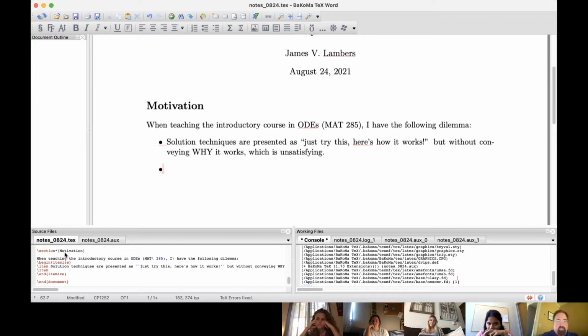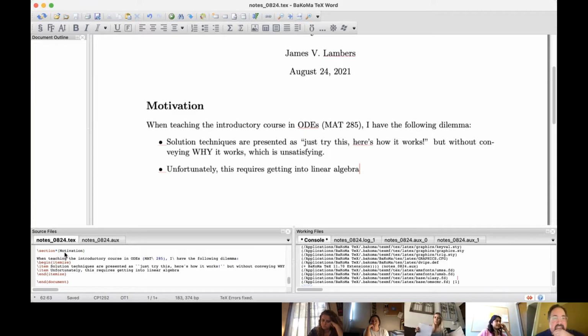of this dilemma, is that to do this properly involves some linear algebra. Now, I don't have a problem with that. I love linear algebra. It's one of my favorite topics to get into for any reason. But in this class, Math 285, that's a big problem. It's not a prerequisite for that class. I cannot assume that the students have had linear algebra. You only need to have calculus 2 for this class.